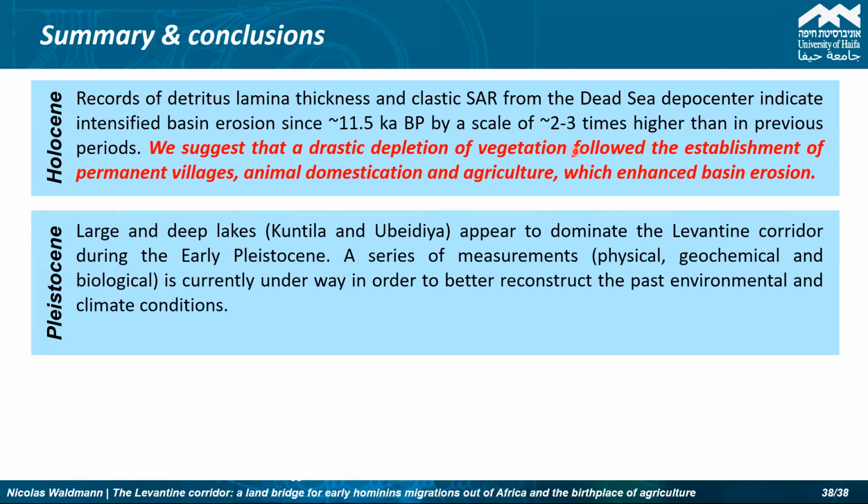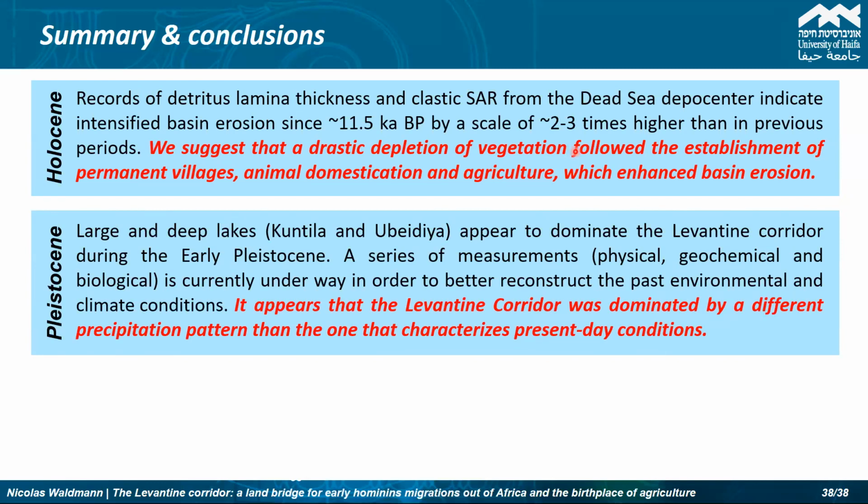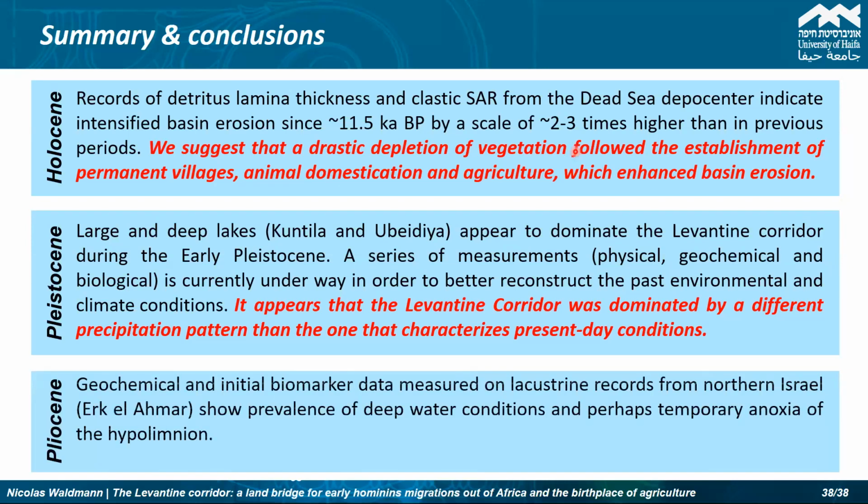When we go back to the Pleistocene, we see large and deep lakes, Puntilla in the south and Dia in the north, which appear to dominate the Levantine Corridor during the early Pleistocene. A series of physical, geochemical, and biological measurements were done in these records, and some are currently underway. But what we see already is that the Levantine Corridor was dominated by different precipitation patterns, because you see lakes developing in areas that you don't have them today, especially considering the time frame.